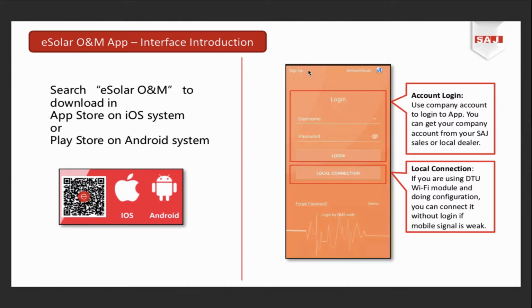So here is the login interface. As I said, the eSolar O&M app is for installers, distributors, or company users. These accounts can be obtained from your SAJ sales or the local dealer. If you don't know your account as an installer or distributor, please contact your SAJ sales and local dealer.